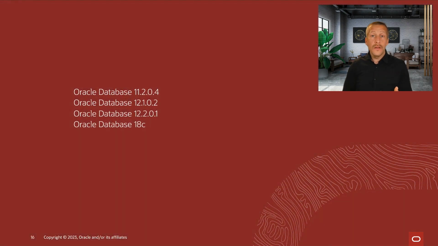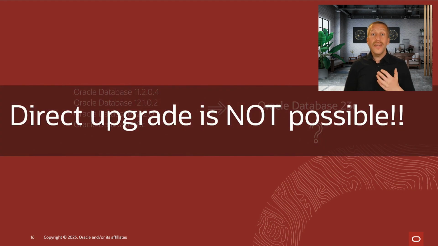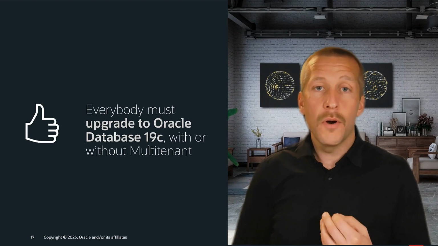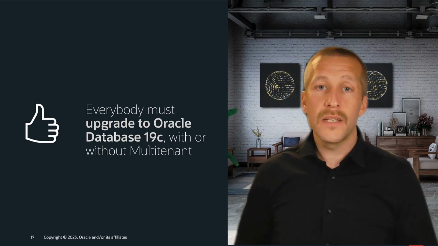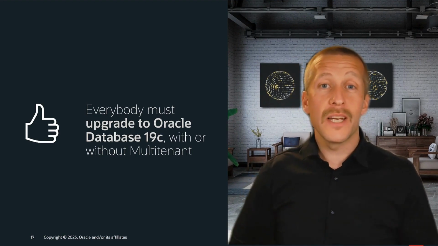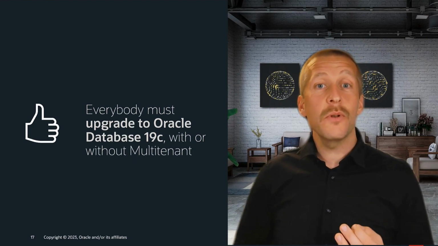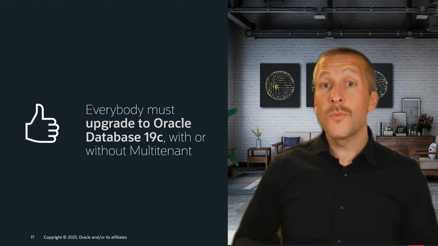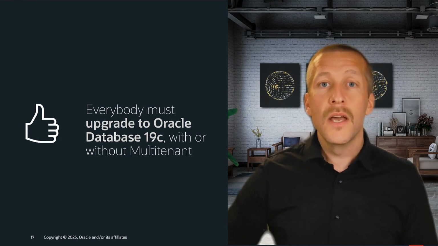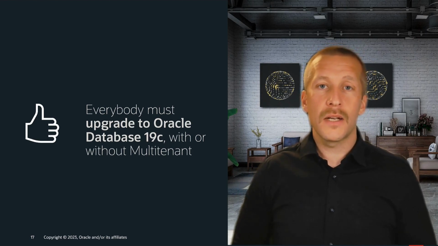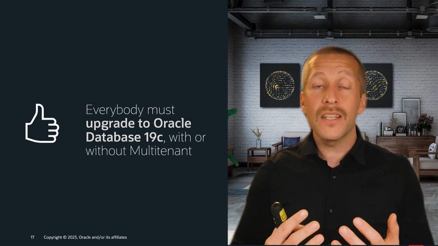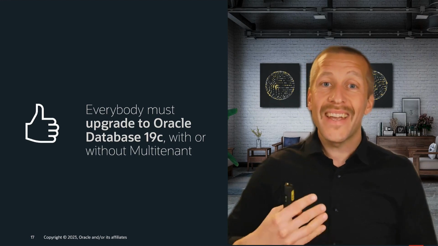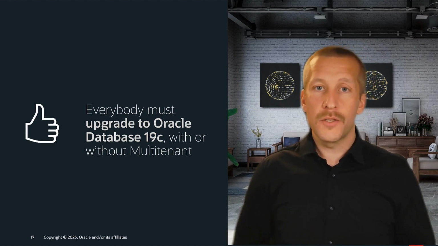Because if the aim for those old releases is to go to Oracle Database 23c, then there is no direct upgrade possible. So everyone must upgrade to Oracle Database 19c. Also remember that Oracle Database 19c is the last release to support the old non-CDB architecture. So once you want to upgrade beyond 19c, you need to convert into the multi-tenant architecture. So even if you are staying on 19c for a while, get started with the multi-tenant architecture.